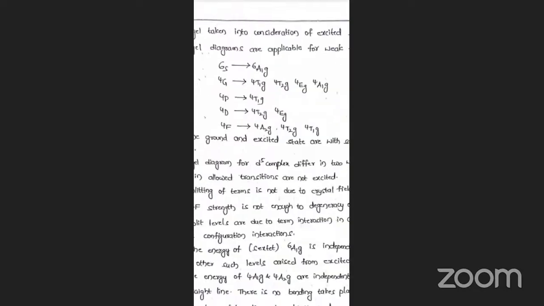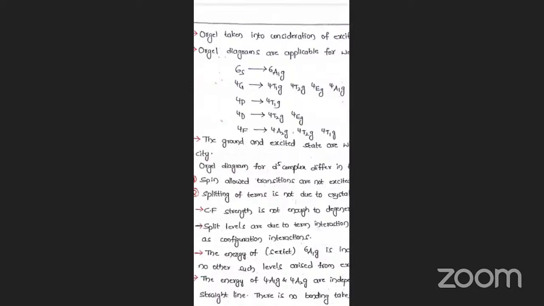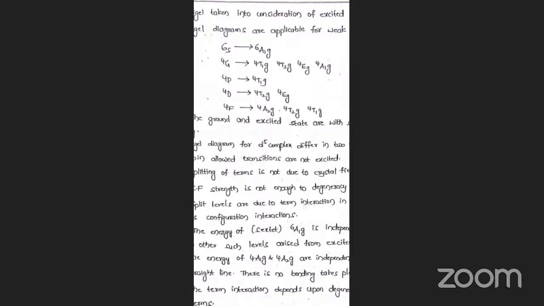So different terms are used. The 6S term is named based on the energy level: 4F, 4D, 4P, 4G. The 4F term can divide into three energy levels: T1G, T2G, A2G. The D term divides into T2G and EG. The P term has only one.